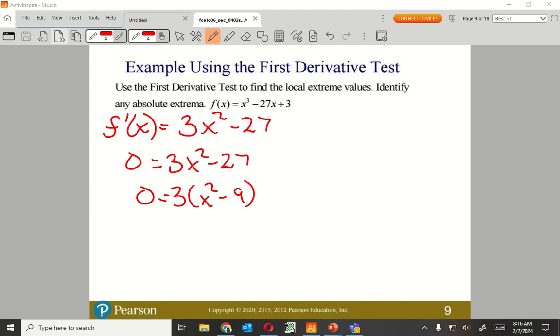Wait, what do you mean by factor? Factor x squared minus 9. Difference of squares, that's what we're looking for. So if we're looking at that, you have an x squared, that's always X right there, plus 3, X minus 3.